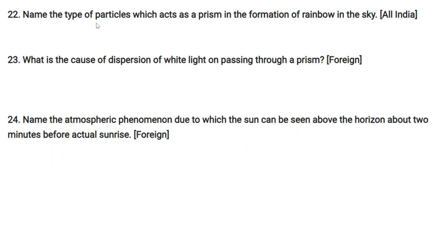Name the type of particle which acts as a prism in the formation of a rainbow in the sky. The water droplets present in the atmosphere are the particles we are talking about.